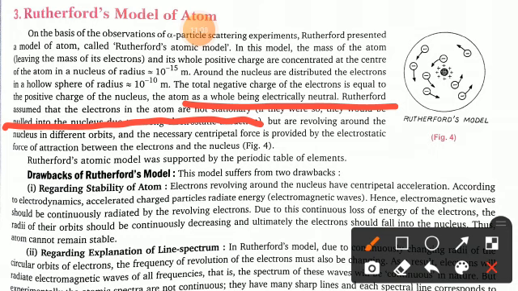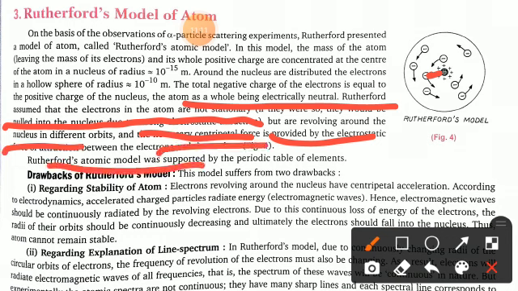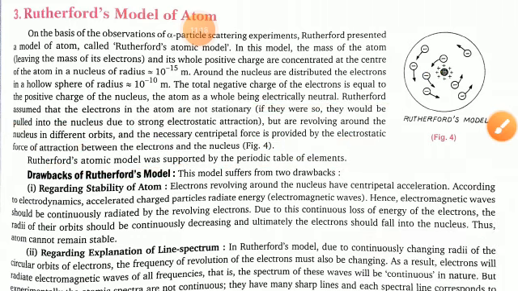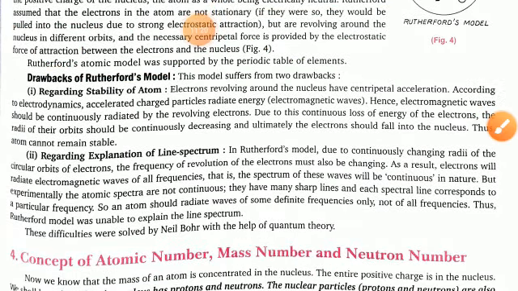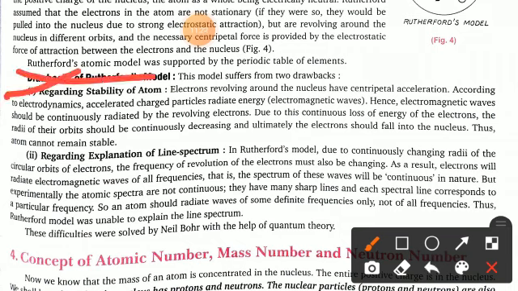You can see here electrons are moving around the nucleus, and the nucleus is positively charged, but the electrons are revolving around the nucleus in different orbits, and the necessary centripetal force is provided by the electrostatic force of attraction between the electrons and the nucleus. So the Rutherford atomic model was supported by the periodic table of elements. Now here you can see there are a few drawbacks of the Rutherford model. The first one is regarding the stability of the atom. Rutherford was not able to justify the stability of the atom, and the second one is regarding the explanation of the line spectrum. The details you can read by yourself, I am just talking about it briefly. Fine. So these are the 2 points which are the drawbacks of the Rutherford atomic model.